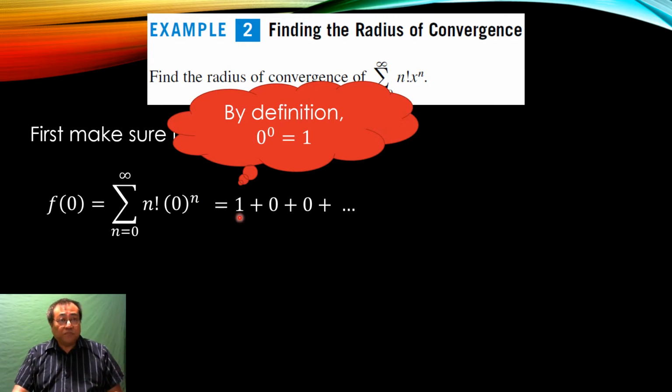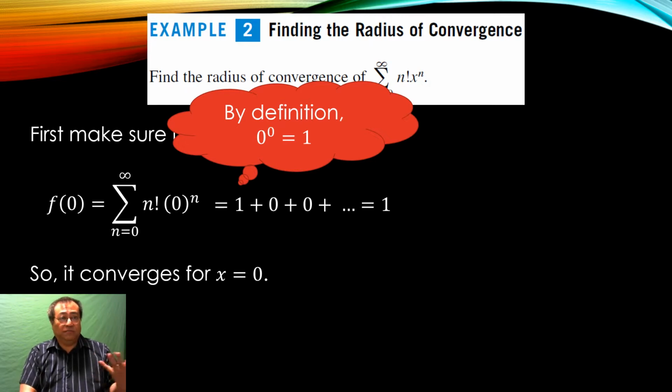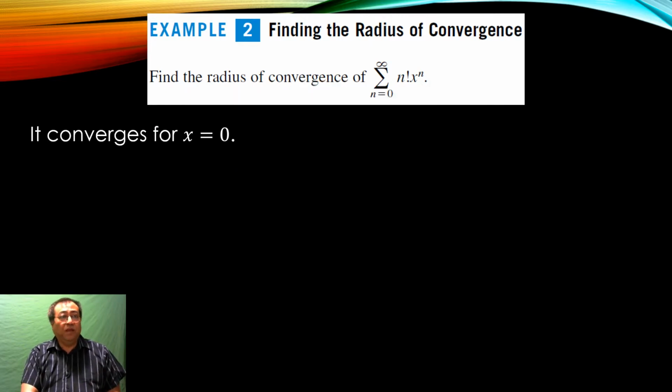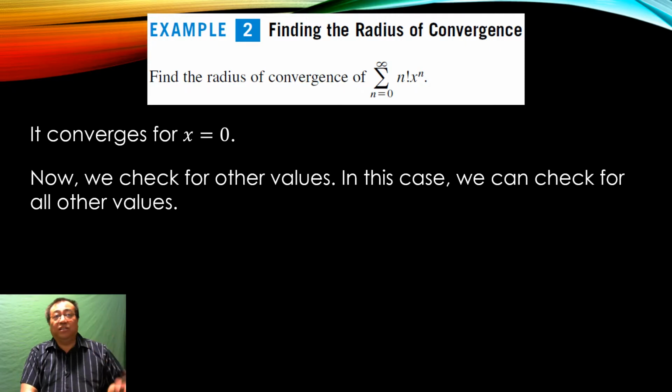All right, so that means when you plug in n equals 0 into this series, you get 1, and then the rest of the time, it's 0. So this adds up to 1. 1 plus a bunch of zeros is 1. So it converges. So at x equals 0, this series converges to 1. Okay, so it converges for x equals 0. All right, now we check for other values.